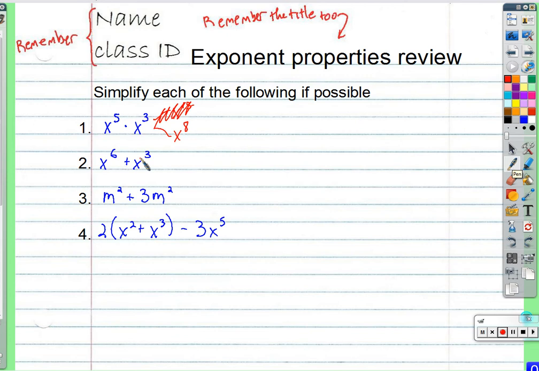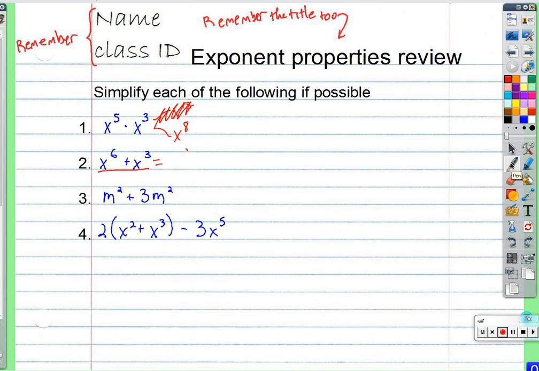X to the 6th plus x to the 3rd. Is that x to the 9th? No. X to the 18th? No. What is it? It's right there. It's done. Right, Sarah? It says if possible, and this one's not possible. There's nothing to do. You can't combine them and put their exponents together. They're not like terms, so you can't put them together that way. So that's it, right there. That is the simplest it can be.